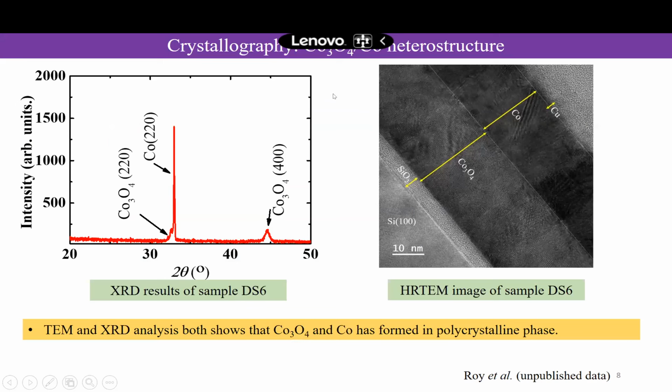Now, about the crystallography. What we have observed in our XRD results for the sample DS6 is the Co3O4 peak 220 and Co3O4 peak 400, which shows that Co3O4 has been grown in a polycrystalline phase. Also, a cobalt peak of 220 has been observed. And the HRTEM image of the same sample also confirms the crystallinity of our samples.